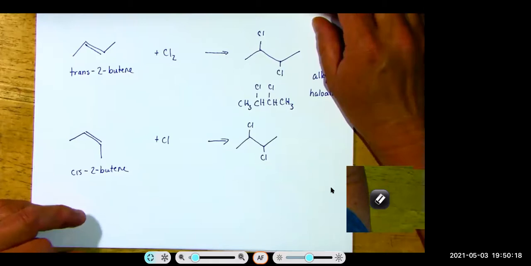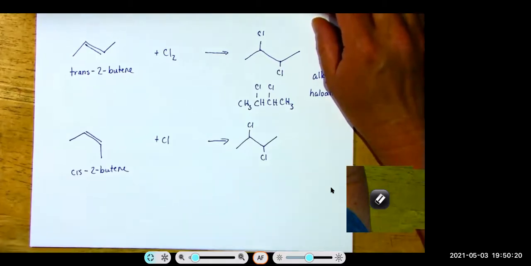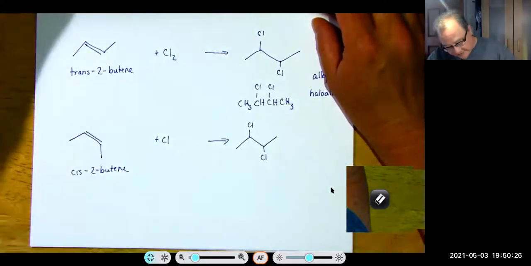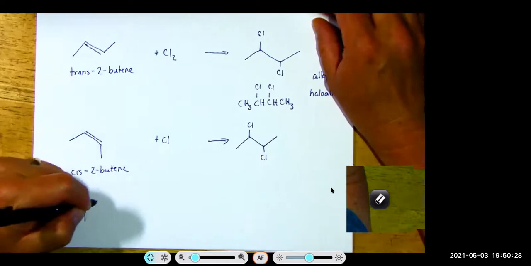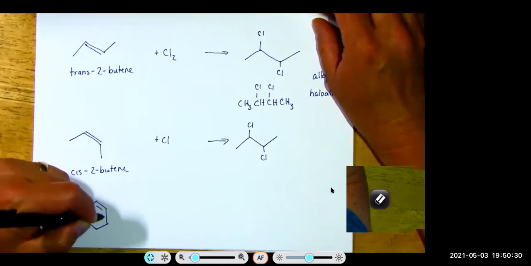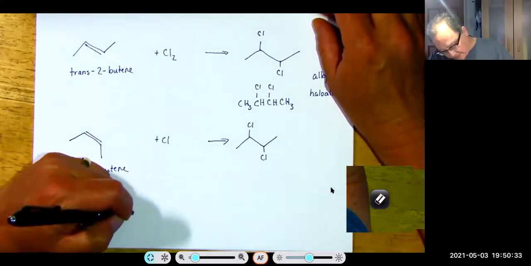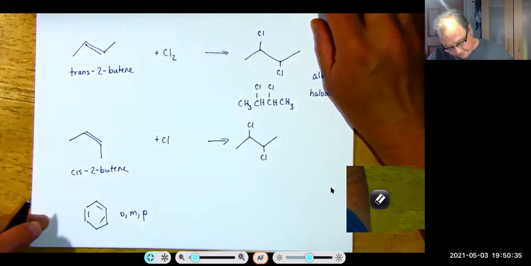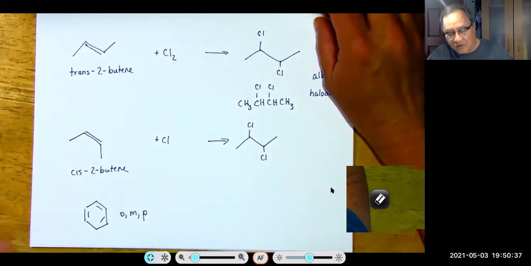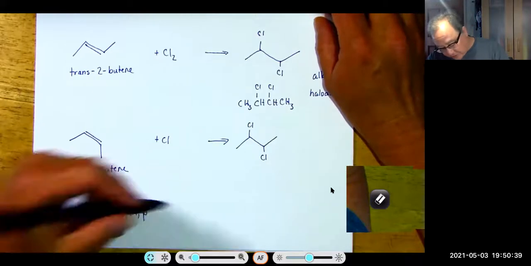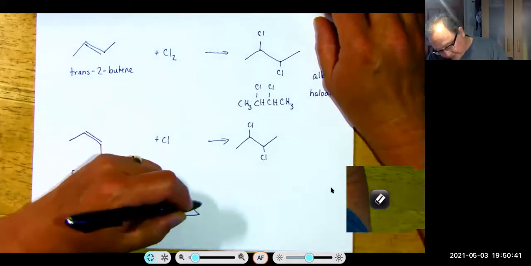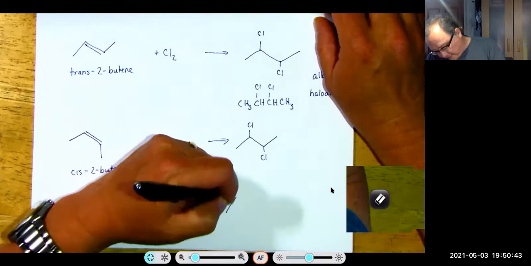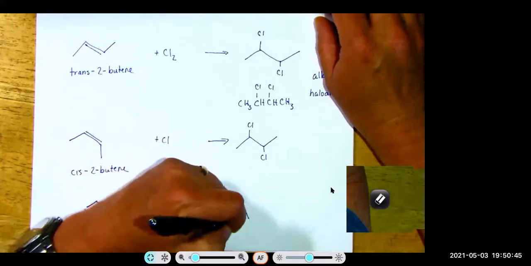And when we're doing the cyclic ones, it's the meta, para, and ortho? No, not with the cyclic, with benzene. Oh, just with benzenes. Yeah, here you have ortho, meta, para. The cyclic ones, they're not ortho, meta, para, but with the cyclic ones, you can have cis and you can have trans.